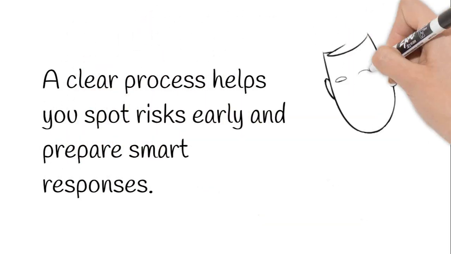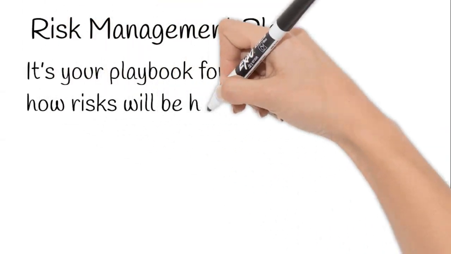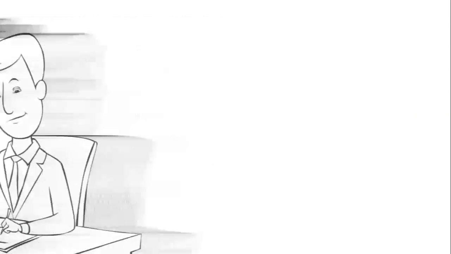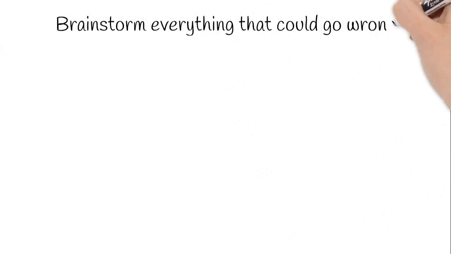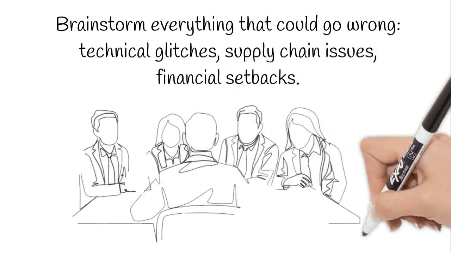That's where the risk management plan comes in. It's your playbook for how risks will be handled throughout a project. The risk management process typically follows 5 main steps. Step 1. Identify risks. Brainstorm everything that could go wrong. Technical glitches, supply chain issues, financial setbacks.